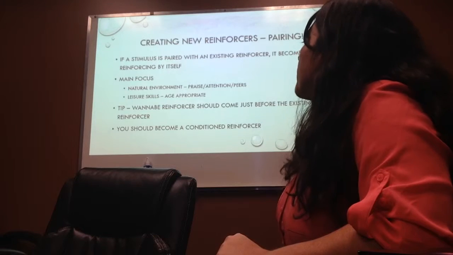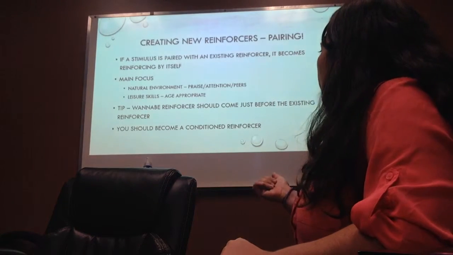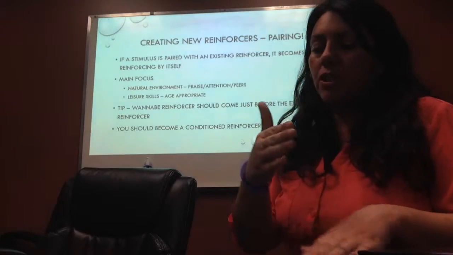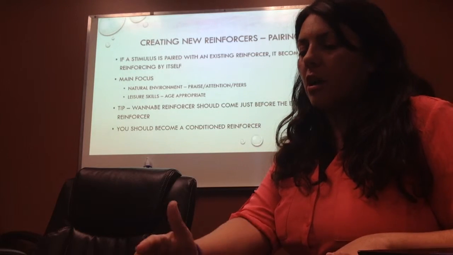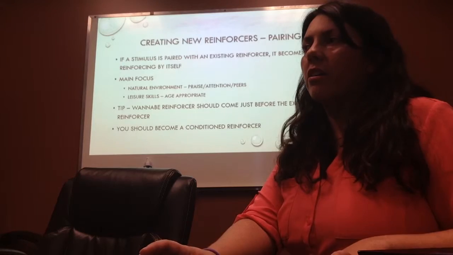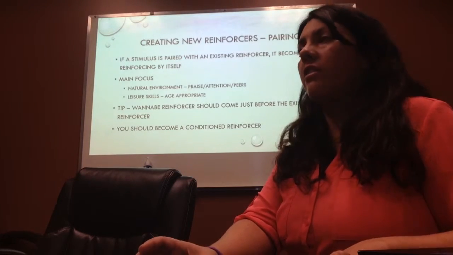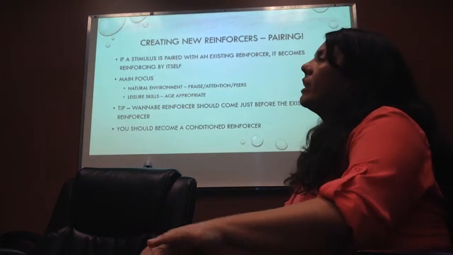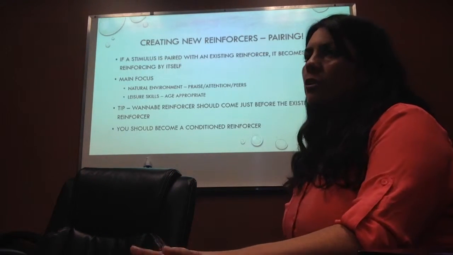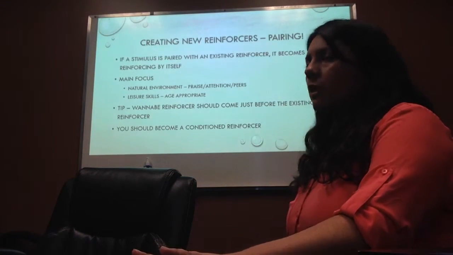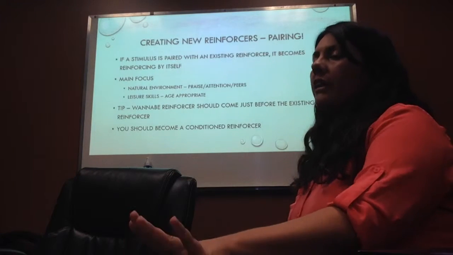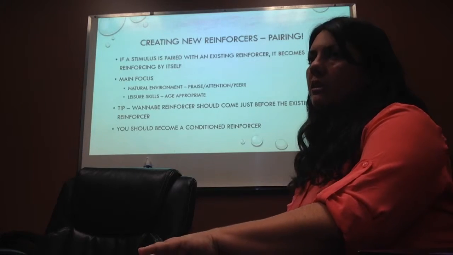So this is a tip. The wannabe reinforcer should come just before the existing reinforcer. So in the discrete trial, SD, response, consequence, what's the praise part? It's in the consequence, and it's when you say, good job, that was great, that was amazing. For every kid, you should be aware whether this is reinforcing enough, and this is all I need to do for a lot of trials, or I need to do something else for really good responses.